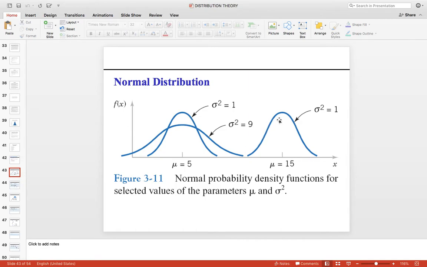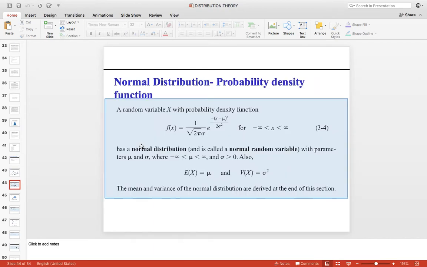Here is another distribution with mean 15 and standard deviation 1. This is the normal probability density function for selected values of the parameters mu and sigma. You have the variable on the x-axis and the probabilities on the y-axis, and therefore it's called the probability density function.